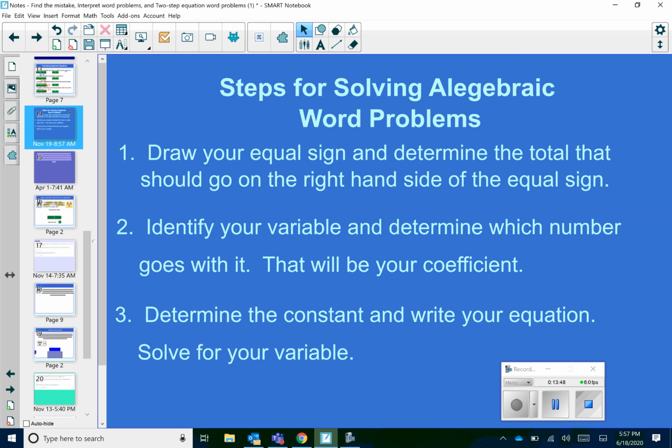So when it comes to word problems, you might want to just follow these steps. The first thing I like to do is work backwards. So I start with my equal sign, and it's usually pretty obvious in the problem what the answer is, or the total amount. That will go on the right-hand side of your equal sign. The next thing I like to do is identify what my variable is, and then determine which number goes with it. That's going to be your coefficient. And then the last thing is to determine what your constant is and to write your equation and then solve it. So let's try another one.